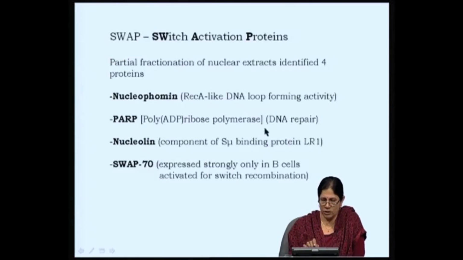PARP, which is a polymerase required for DNA repair. So, PARP is poly ADP ribose polymerase. Nucleolin, this is a component of the S mu binding protein LR1, which we referred to in the previous slide, and SWAP70, this is expressed strongly only in B cells and it is involved in switch recombination.